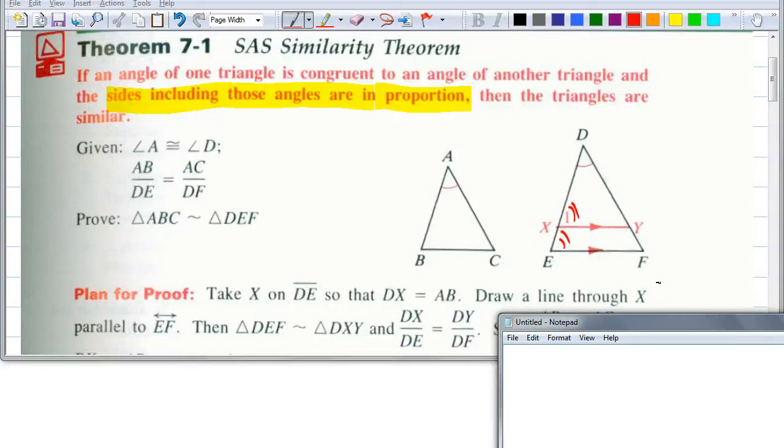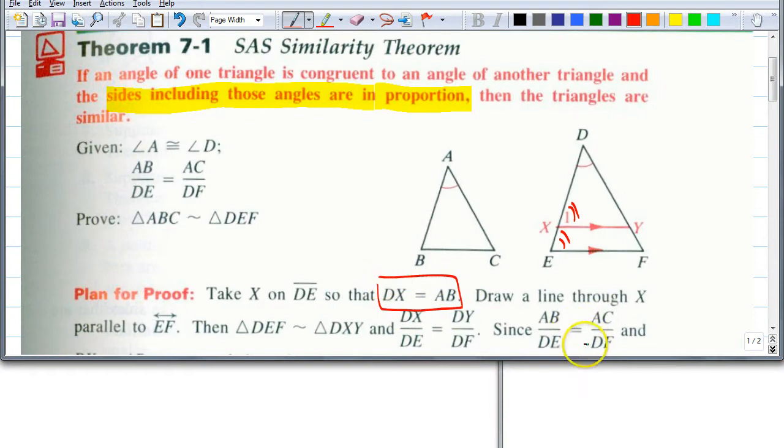Yes. So what do we know about DX? Look at what we had here. What's DX equal to, guys? DX is equal to AB, and isn't this given? Yes. So if DX is equal to AB, can I replace AB with DX? By substitution, right? So let me write DX over here. If DX over DE is equal to AC over DF, and we know that DX over DE is equal to DY over DF, what can you tell me about AC and DY? They are equal to each other, aren't they? Would you agree?